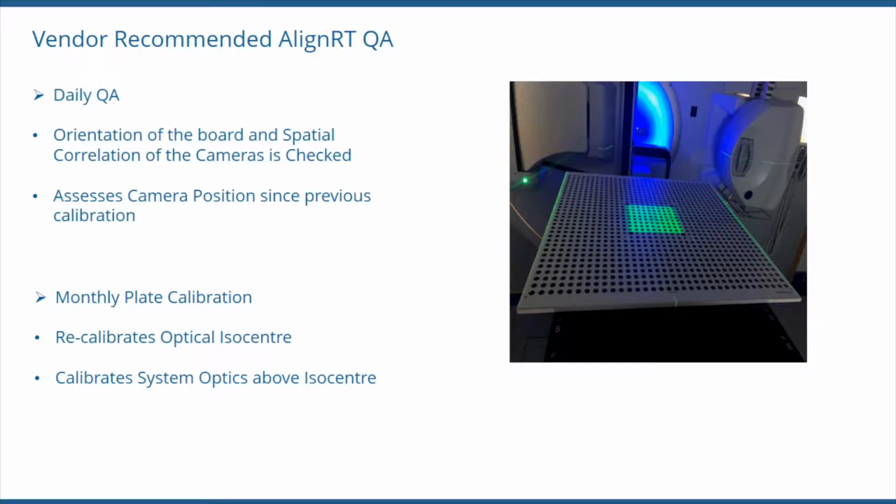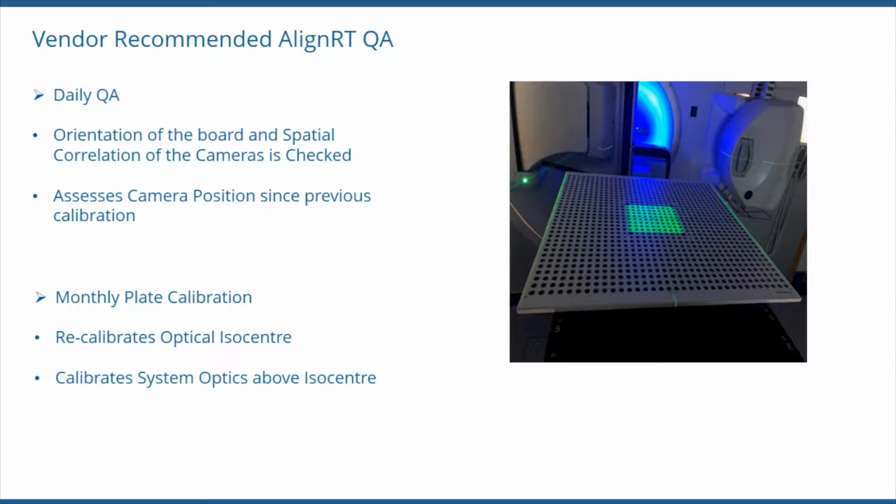In terms of what QA is required on Align RT, vendor specified QA includes daily QA and monthly calibration. The QA is performed using this calibration plate, which has a series of points evenly spaced on the plate. Daily QA is performed by setting the plate up on the treatment couch and aligning the plate to a surrogate of the treatment isocenter, such as the cross wires in ODI or in-room lasers. The orientation of the board will be checked and the pod position relative to the isocenter will be assessed to ensure the current monthly calibration is still valid. The default setting in Align RT for daily QA is 1 mm.